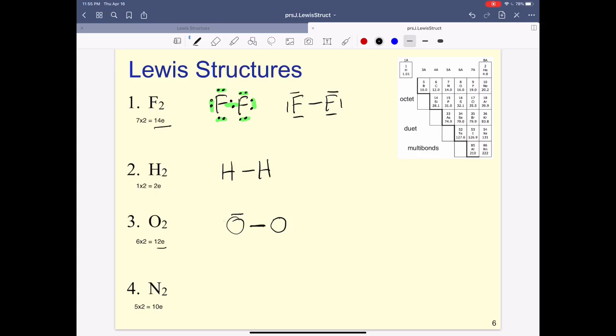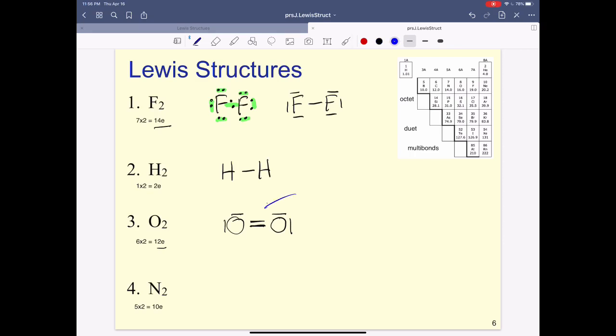1, 2, 3, 4, 5, 6. Having used up all of the valence electrons, we can see that the oxygen on the right-hand side only has 6 electrons around it, not 8. So we're going to have to erase one of the pairs of electrons on the oxygen that has plenty and put that pair in between, therefore ending up with an octet around each of the oxygens.